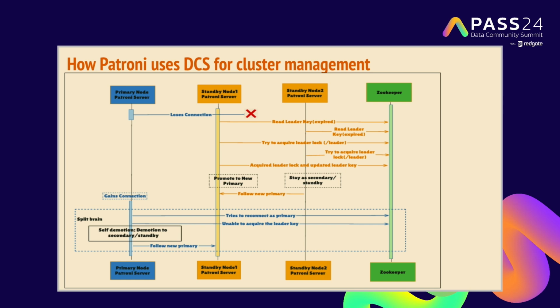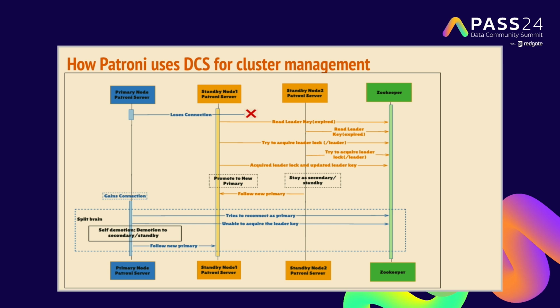The standby node 1 and standby node 2 try to read the leader key because they check who is the current leader. Is the leader lock still being held by the same node or not? So they try to read the leader key and it's expired. So they participate in leader election, and standby node 1 and standby node 2 try to acquire the leader lock.